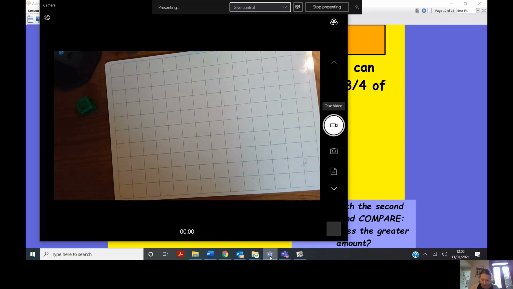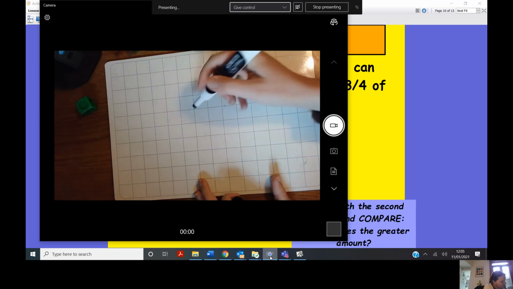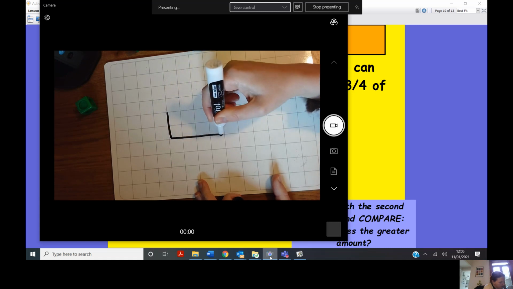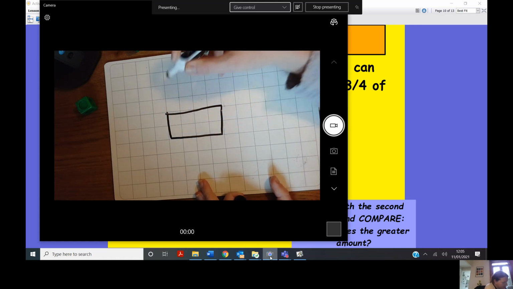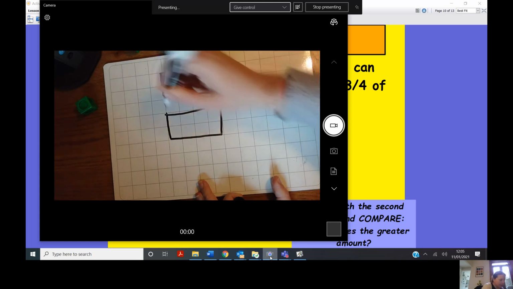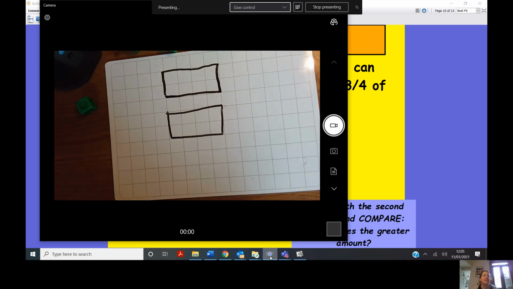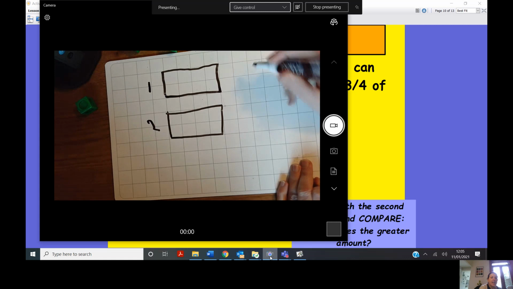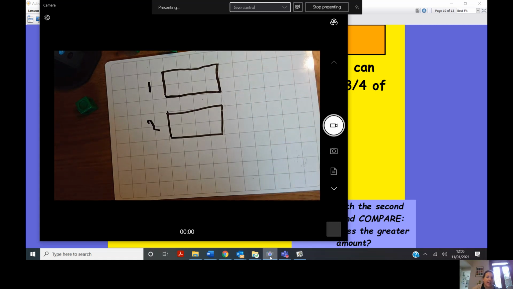Our whole is going to be 8. So I'm going to draw, we're going to imagine it's like a brownie or something. I don't know about you, but it's nearly lunchtime for me. It's going to make me quite hungry. So here are my 2 representations of my cake. This is cake 1 and this is cake 2. Each cake is divided into 8 pieces.